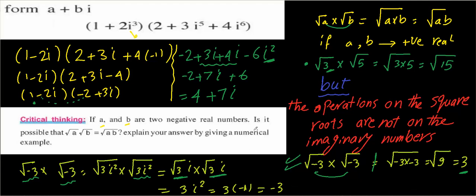Again, the operations on square roots do not apply to imaginary numbers. They apply just for a and b, the numbers under square roots, that must be positive real.